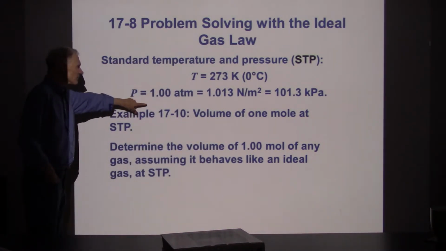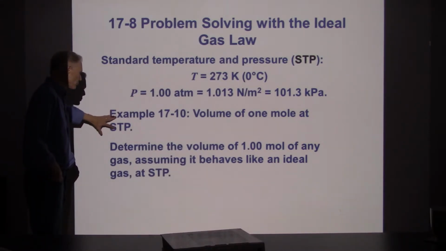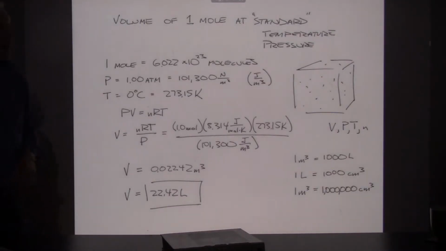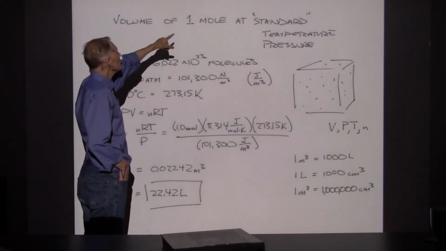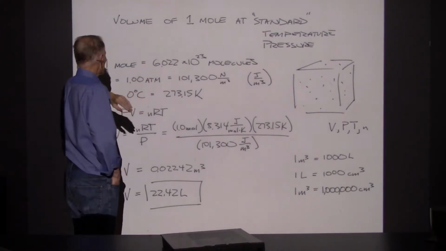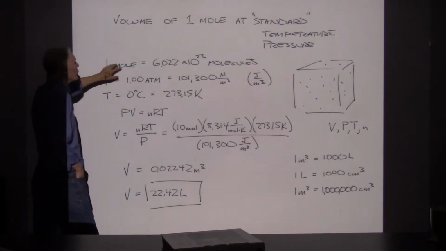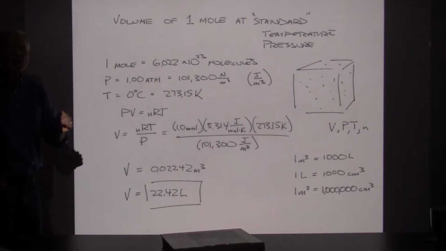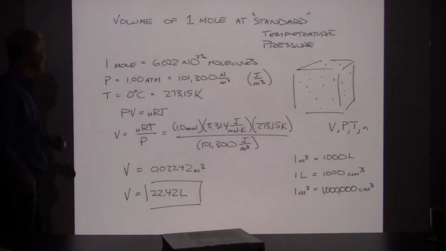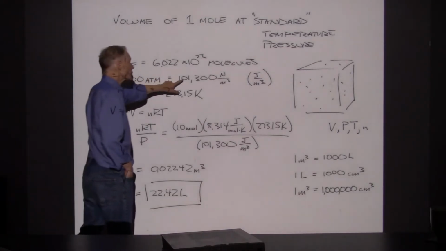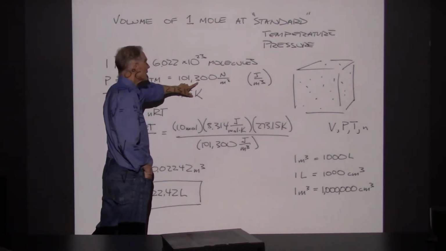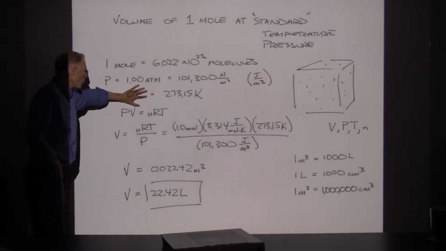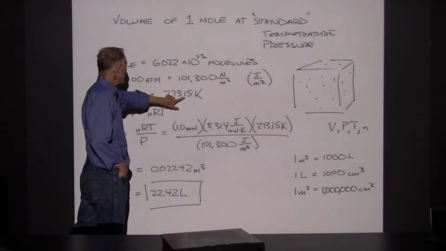So example 17 says, what's the volume of 1 mole at standard temperature and pressure? And so we can use the ideal gas law and go ahead and take a look at that. So I'm going to say the volume of 1 mole at standard temperature and pressure. So 1 mole would be 6.022 times 10 to the 23 gas molecules. It doesn't matter which compound we're looking at. The pressure would be 101,300 newtons per square meter, or joules per cubic meter. The temperature, Celsius won't work. I got to use 273.15.